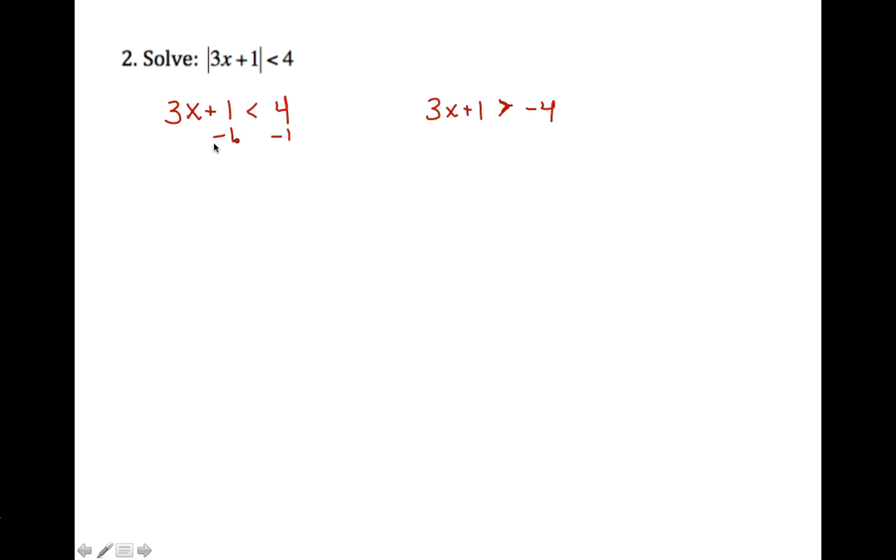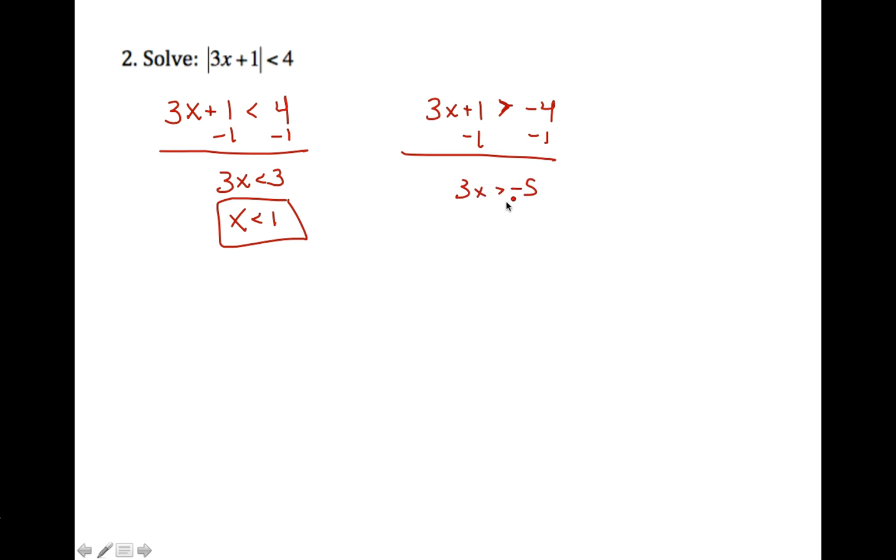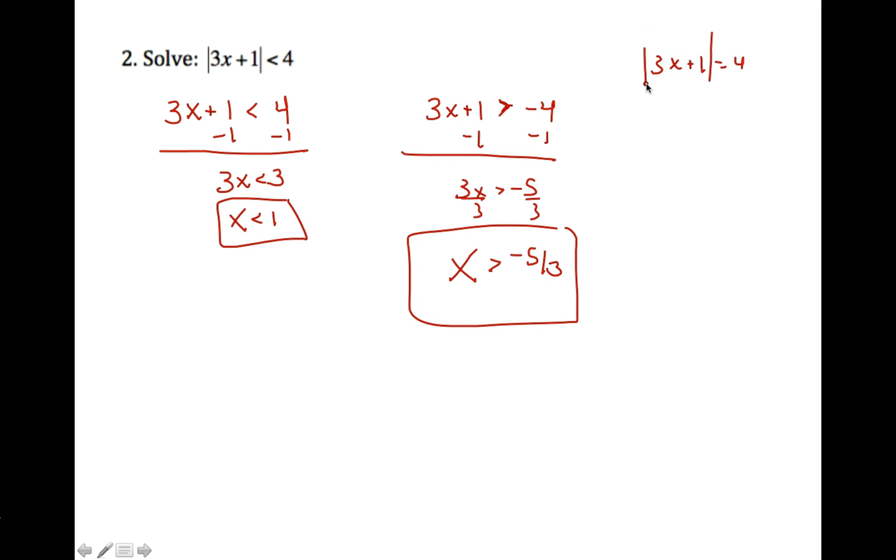So you subtract 1, you get 3x is less than 3, divide by 3, you get x is less than 1. So there's your first solution. This one you subtract 1, you get 3x is greater than negative 5, divide by 3, and we get x is greater than negative 5/3. So absolute values will always have 2 answers, even if it's 3x plus 1 equals 4, absolute value. You'd have 3x plus 1 is 4, and you'd have 3x plus 1 equals negative 4. So make sure you're careful with that.